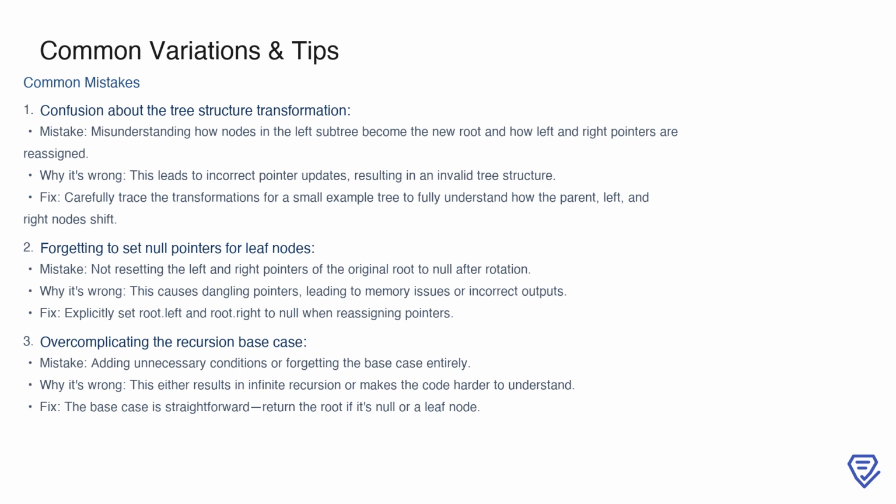Lastly, overcomplicating the recursion base case is another pitfall. Some people add extra conditions that aren't necessary or forget the base case entirely, which can result in infinite recursion or overly complex code. The base case is simple: if the root is null or a leaf node, just return it. Keeping this in mind will help keep your implementation clean and correct.